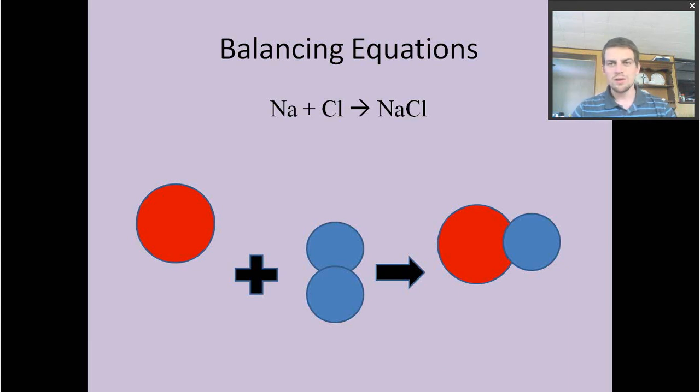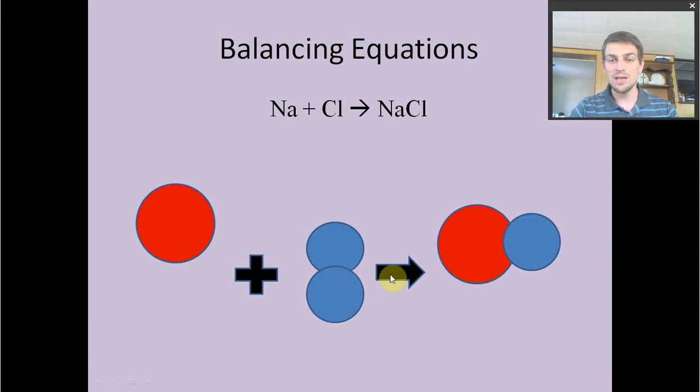So the problem here is, if this is an equation, we want it to be balanced, right? But I see one red circle on the left side, one red circle on the right side, but I see two blue circles on the left side of this arrow, and one blue circle on the right side of this arrow. And that's problematic because it's not balanced then.